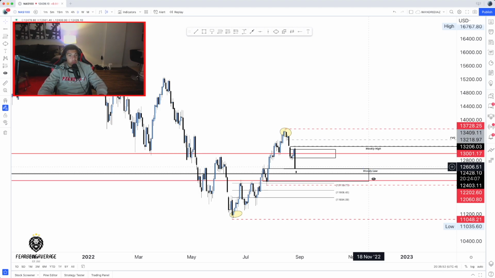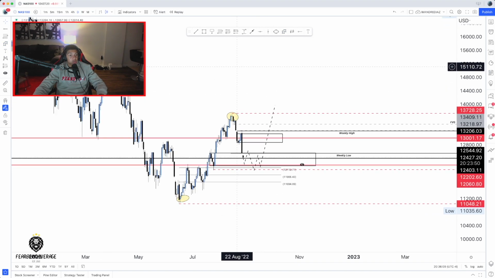Get rid of this one. 12,200 all the way down here. But other than that, something that could happen is we could maybe come a little bit lower, get a retracement to keep coming lower, to maybe consolidate potentially, due to, if you look to the left, there's a lot of consolidation here, before potentially pushing higher.